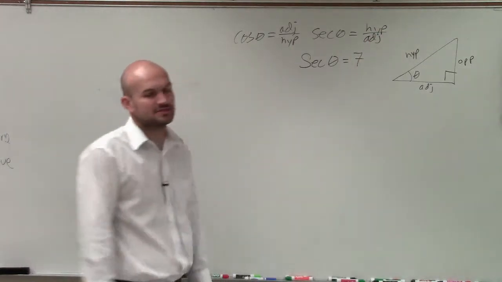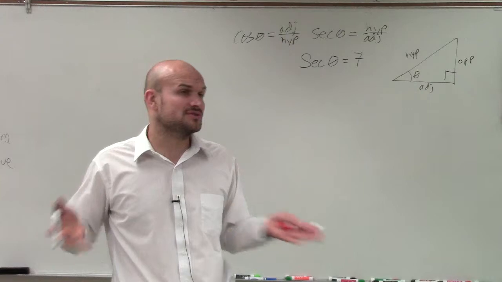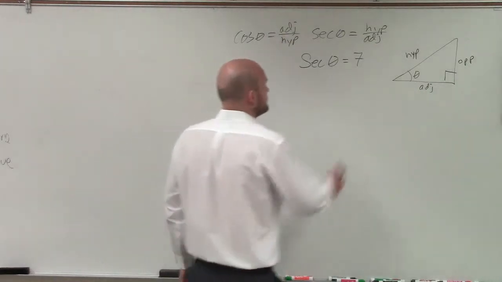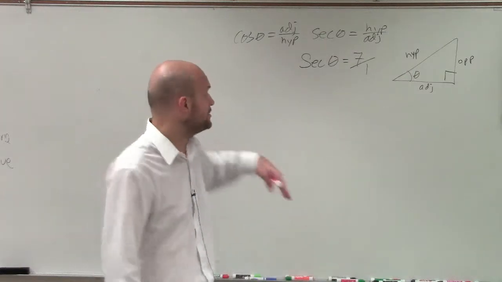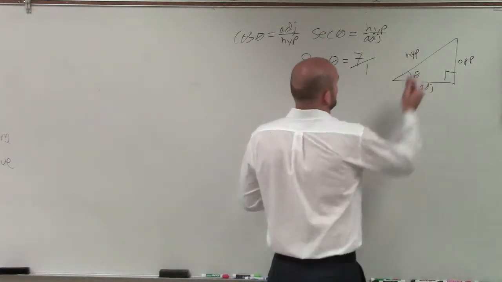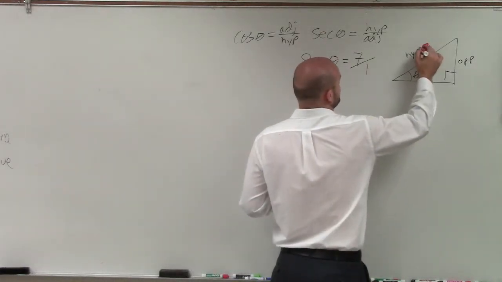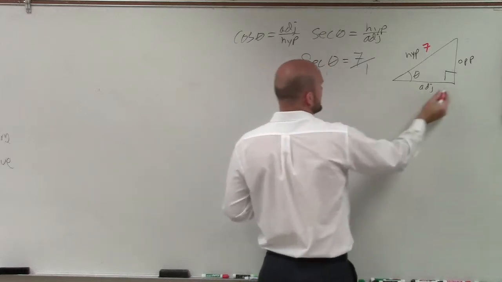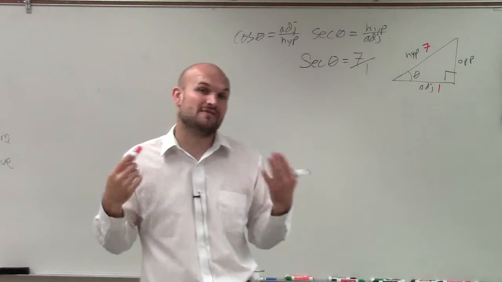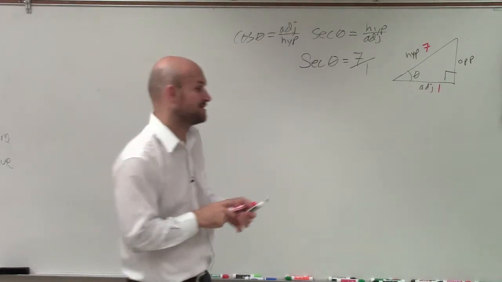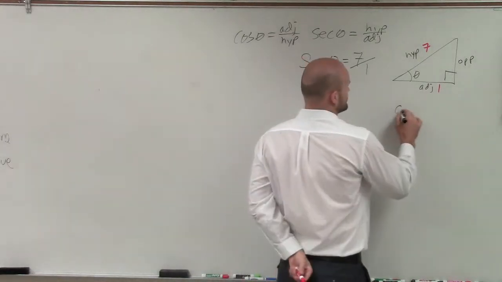Now, it sometimes comes into trouble when students say, well, that's a whole number, though. So how do we rewrite that as a fraction? Well, remember, we can take all whole numbers and put them over 1. So therefore, I know that now my hypotenuse has a measurement of 7, and my adjacent side has a measurement of 1. So now all I need to do is find the value of the opposite side to evaluate the rest of my trig functions. So to do that, I'll use the Pythagorean theorem.